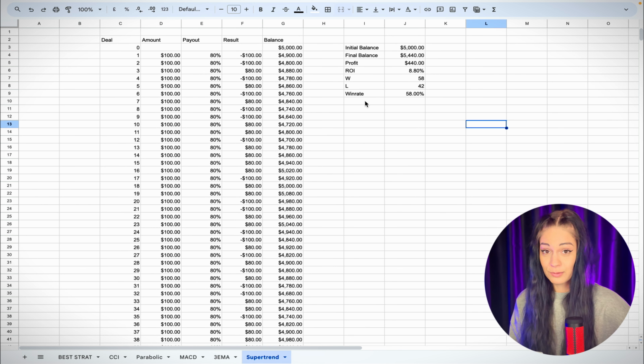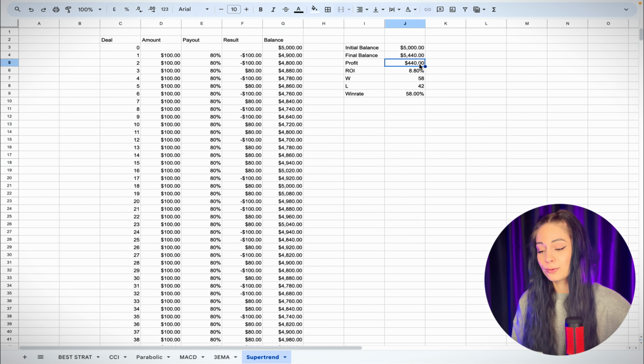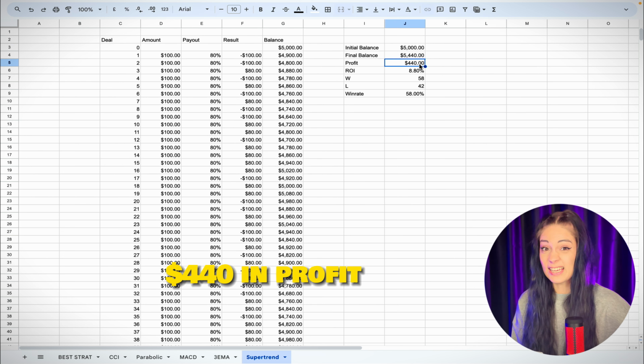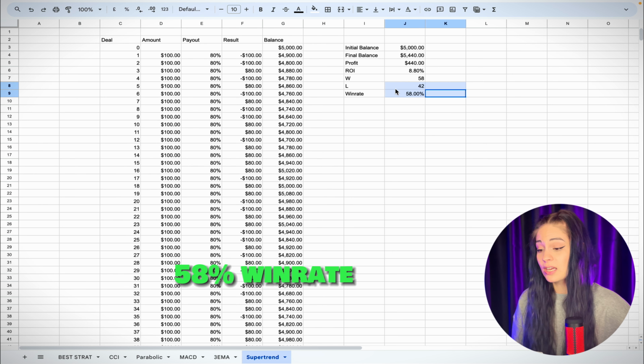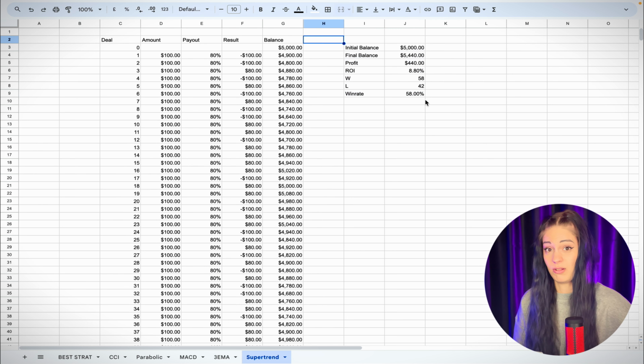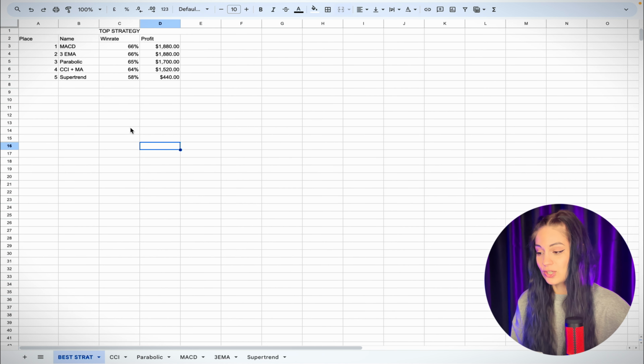And the biggest disappointment of the day is supertrend. So here we have only $440. Yes, the strategy is still profitable, but from the last test that I had, the win rate went down a lot, 58%. So that's not good at all for us. And I think that we need to improve this strategy, and maybe I will do it. In the meantime, let's continue and let's look at all of the 5 strategies.